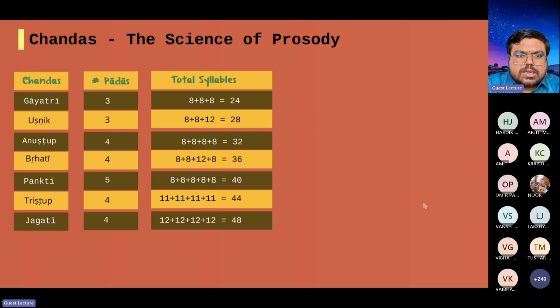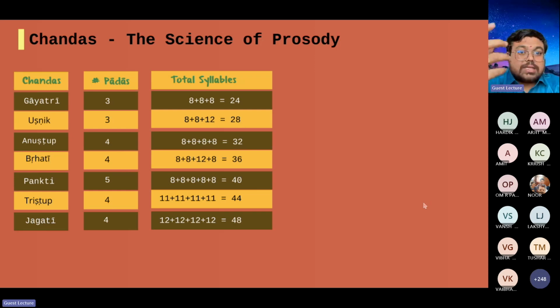So the Chandas Shastra, in the Veda, mostly we see the following Chandases. They are the Gayatri Chandas, Ushnik Chandas, Anushtup Chandas, Brihati Chandas, Pankti Chandas, Trishtup Chandas, and Jagati Chandas. There are many more. These are, you can say, the major Chandases we have. Out of which Gayatri, as you can see, has 3 padas. That means it has 3 lines, and each line has 8 syllables.